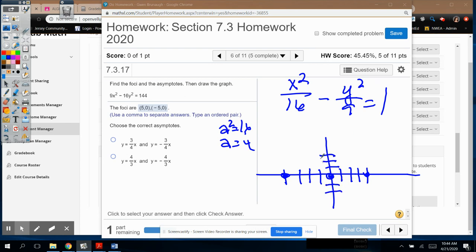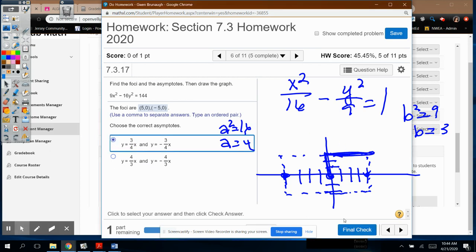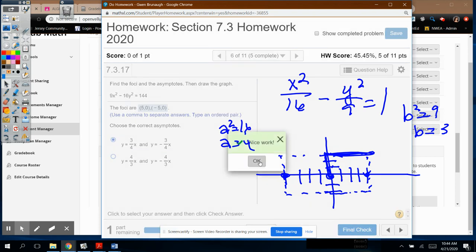That will be the box. So you draw in the box, and the box tells you your asymptote. Because b squared is 9 and b is 3. So look at this asymptote. I'm rising 1, 2, 3, and I'm running 4. So that's 3/4. Okay, so the answer for that is the first one.